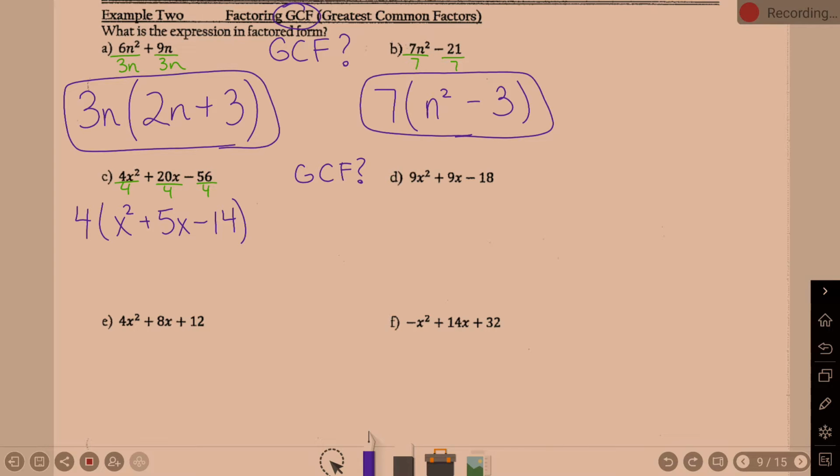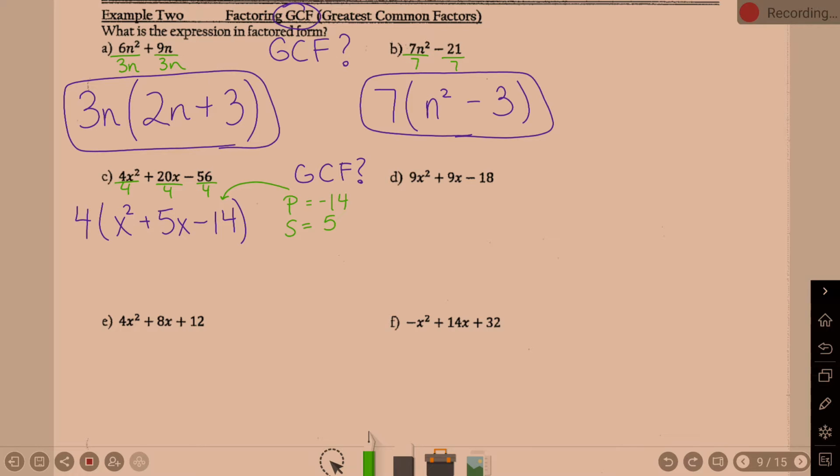You need to check, is there a product and sum that works for the values inside the parentheses? Maybe there is, and maybe we need to factor another step, or maybe there's not, and we're done. But you always need to check. So what we're checking here is a product of negative 14 and a sum of 5.